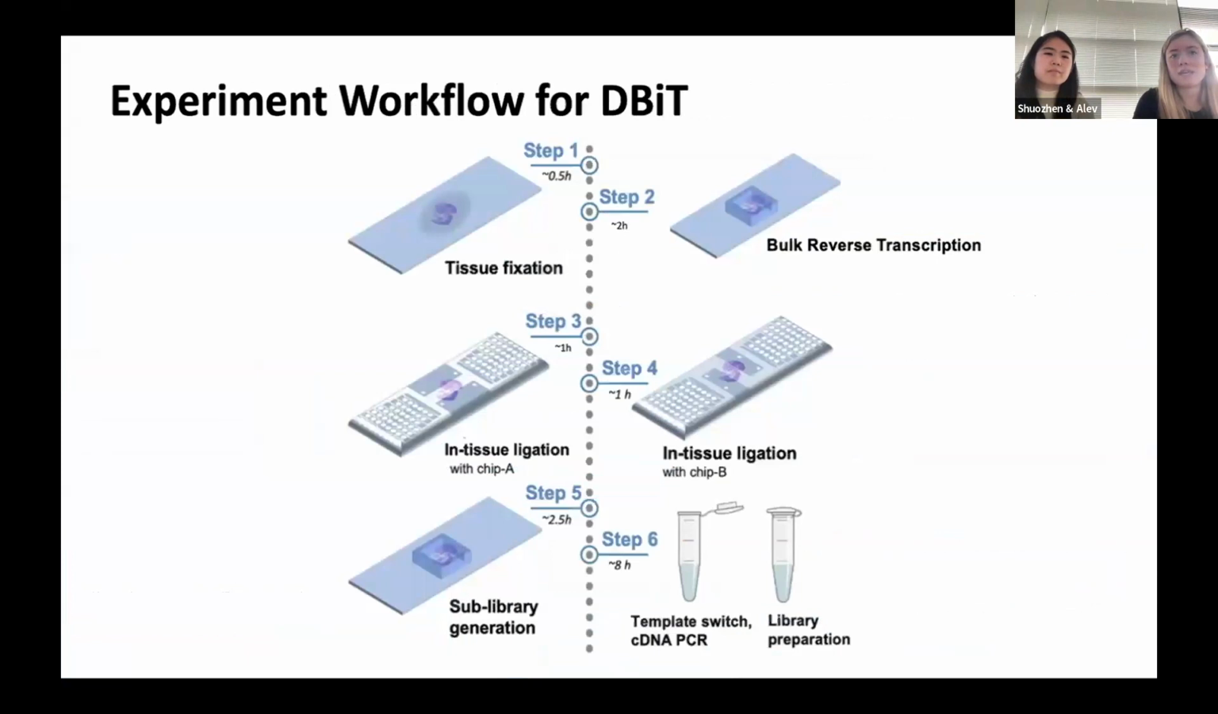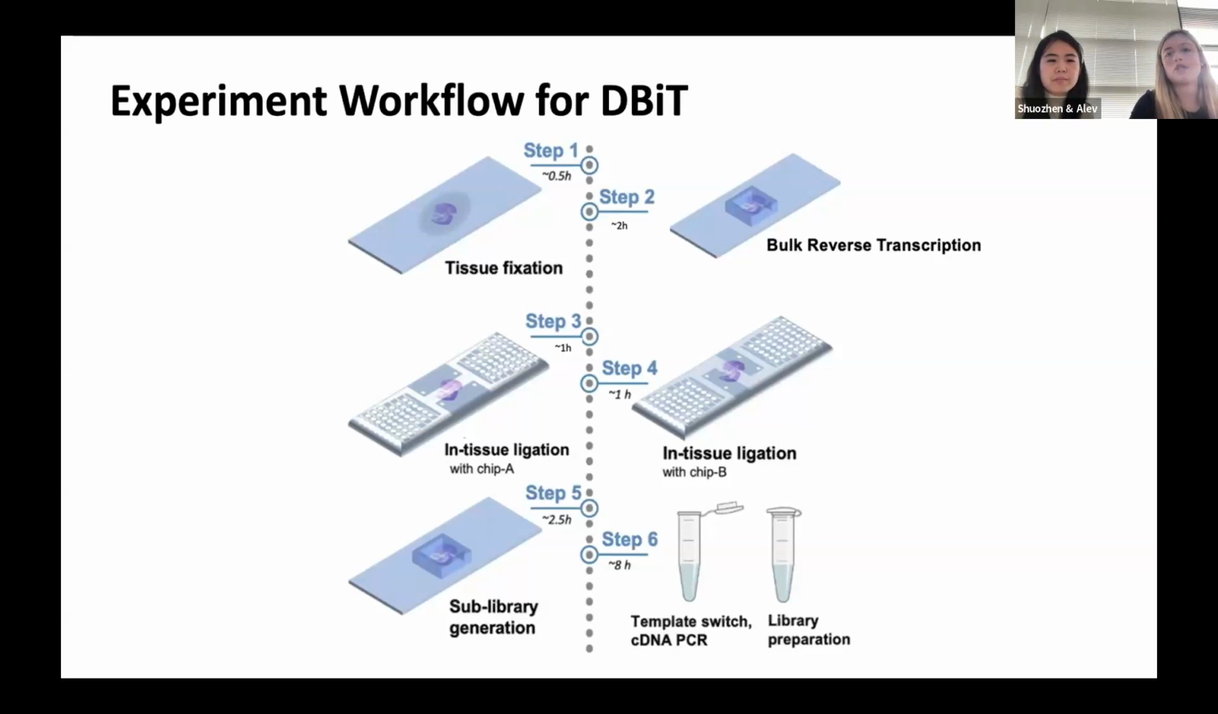And I'll jump into the experimental workflow of DBiT just as a quick background. So we have our first step where you fix and permeabilize your tissue, and then you perform bulk reverse transcription. And then you place one chip with 50 different channels on top of the tissue. So this can be 10 micron, 25 or 50 micron. And we place this on top of the tissue and flow 50 barcodes in a horizontal direction across the tissue.